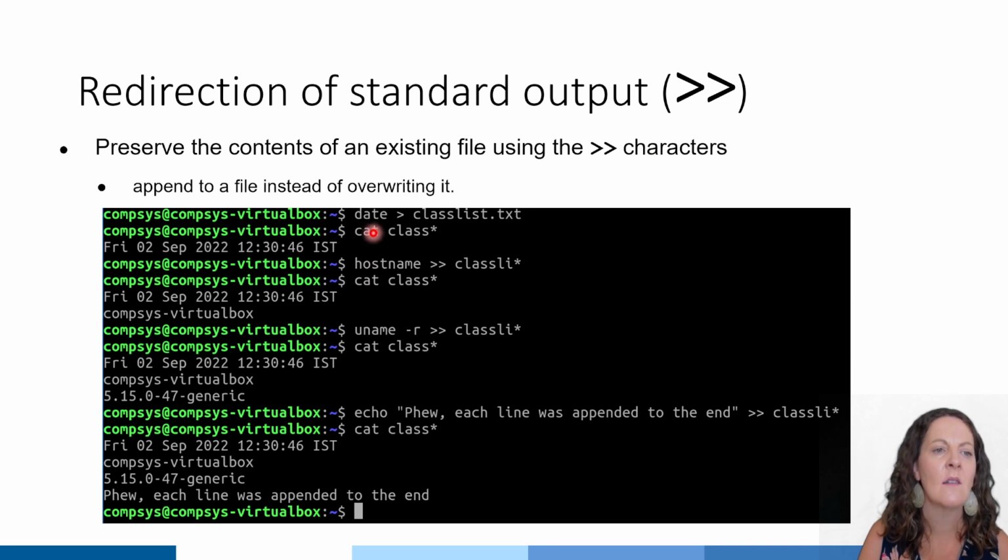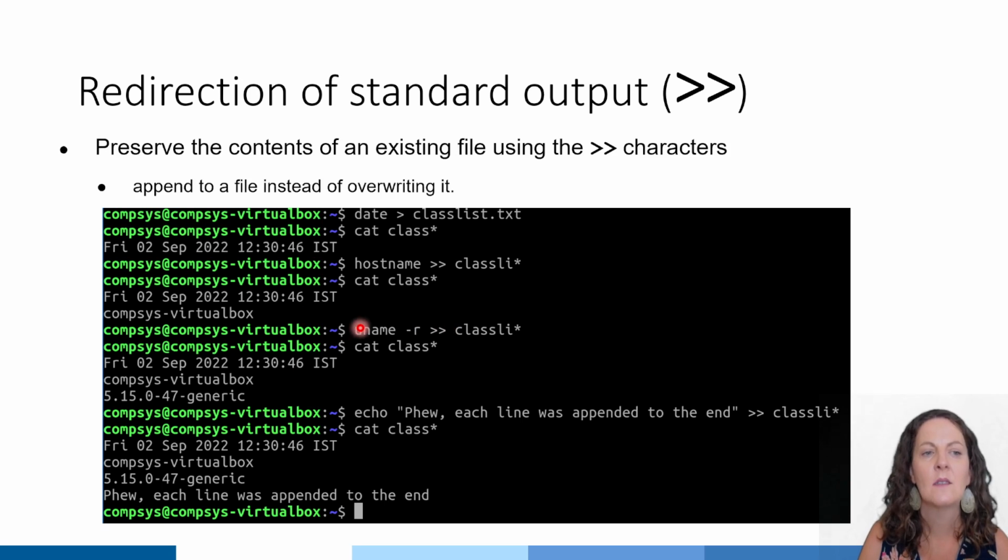So there is date into class list. So if I have a look, there's date, it overwrites class list. So if I add Caroline Cal or your name or whatever, it's been overwritten. Okay. If I add in hostname and I append it, look at the appending, it will keep what was existing in the class list file, keeps that in it, and now it will also add on the hostname.